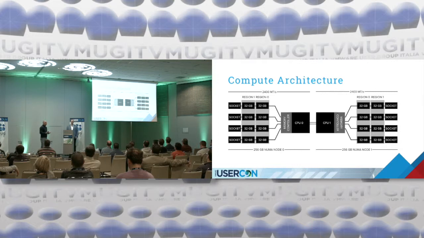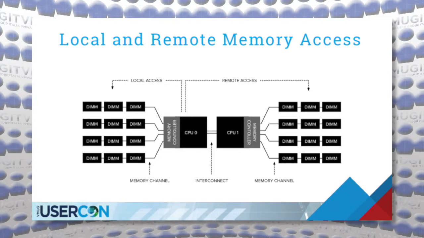So let's go a little bit deeper. I already specified NUMA nodes. A NUMA node is, NUMA stands for non-uniform memory access. And that means that the memory access is non-uniform, as it describes. That means that sometimes it's faster, sometimes it's slower. Why is that?